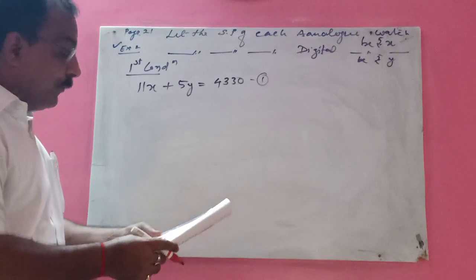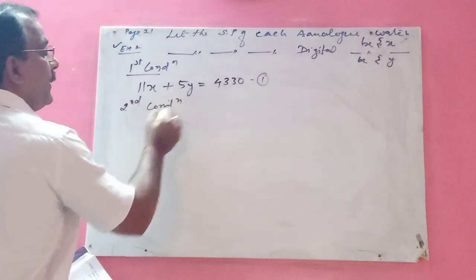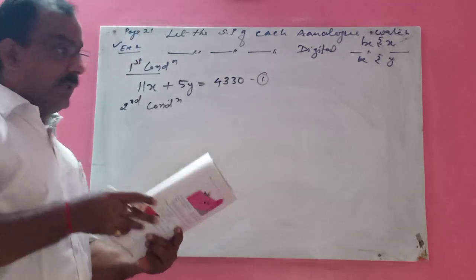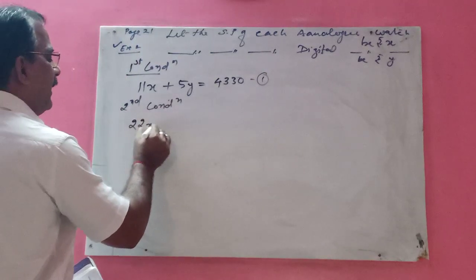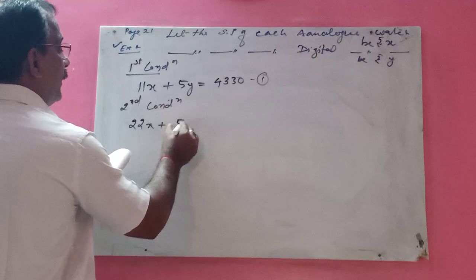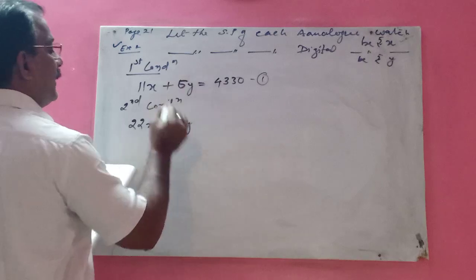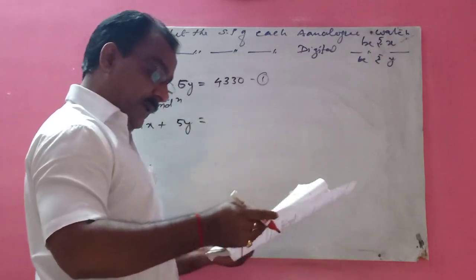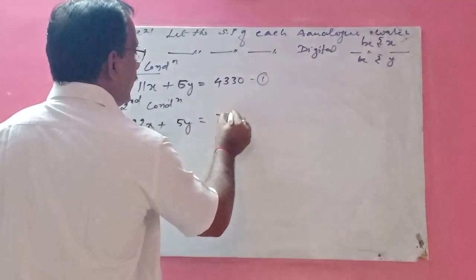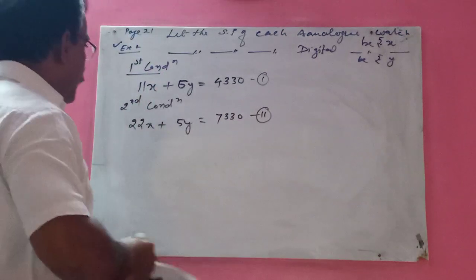And in the same way you will find the equation for the second day, condition number 2. Second day, 22 analog watches and 5 digital. So 22X and how many? Sorry, I think it is giving 5 here. So 5Y, and the total amount given is how much? 7,330. Equation number 2. Now you have equations 1 and 2.